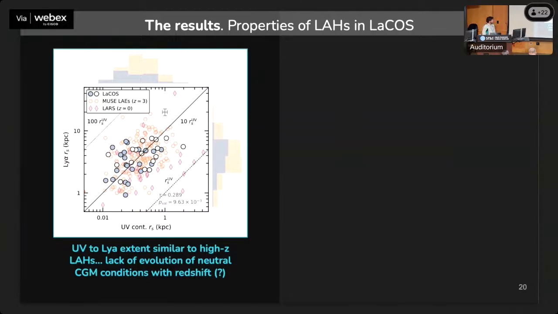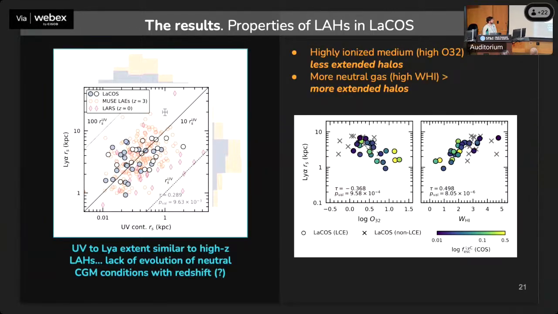So we see that the Lyman alpha halo size is 10 times larger than the UV size, in agreement with high redshift galaxies. And this poses the question of whether there is a lack of evolution of the neutral conditions of the CGM with redshift, because we see the exact same properties as high redshift halos. We also discovered some correlations between the scale length of the halo and other galaxy properties, for example, O32, meaning that highly ionized galaxies, so high O32 galaxies, also have less extended halos. In other words, galaxies with more neutral gas, so galaxies in which the equivalent width of the HI is higher, have more extended halos.